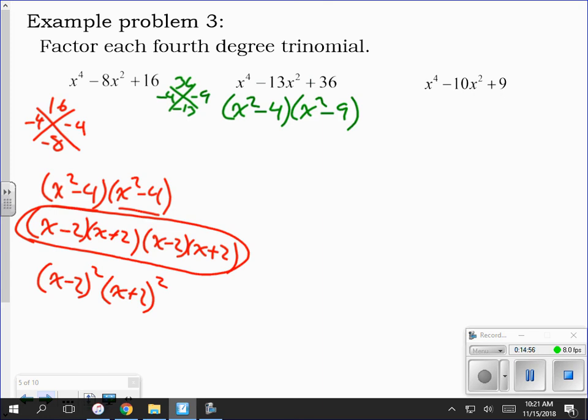Now, x squared minus 4, we just did that. Sum and difference of two squares. So this is x minus 2, x plus 2. x squared minus 9, difference of squares, x plus 3, x minus 3.